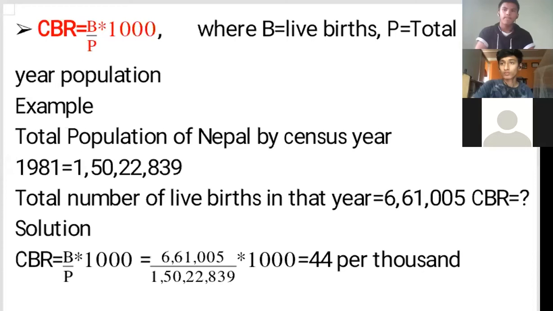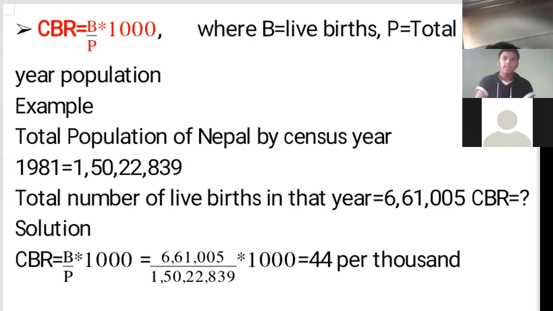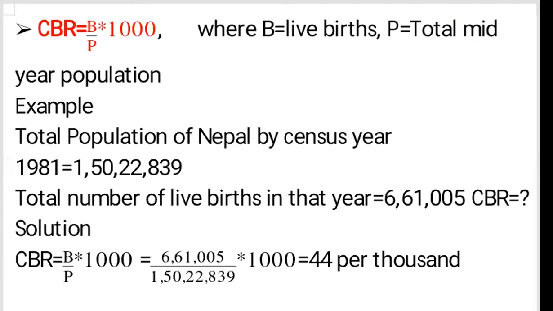So you can see here 6,61,005 divided by population. What's the total number of population? You can see the total population of Nepal in 1981, that's 1 crore 50 lakh 22,839. So we have to replace P, P means total population, multiplied by 1000. Now while we calculate 6,61,005 divided by total population 1 crore 50 lakh 22,839 into 1000, the answer will be 44 per 1000.